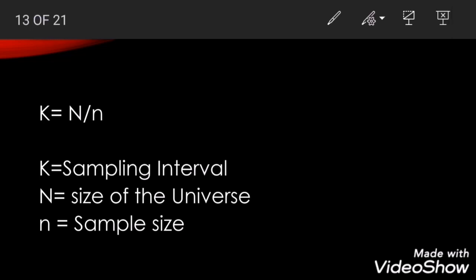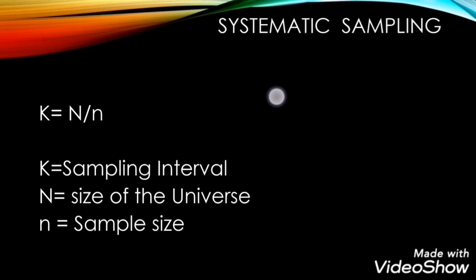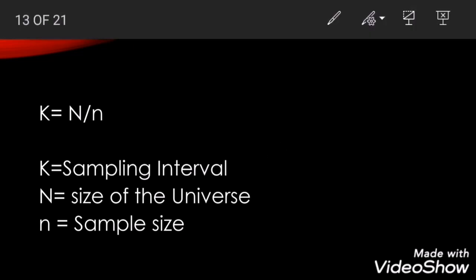Systematic sampling is used when a complete list of the population is available. We arrange the items in numerical, alphabetical, geographical, or any other order. If you want to select a sample of 10 students from 100 students, under this method, the kth item is picked up from the sample frame and k is the sampling interval. k is equal to N divided by n, where k is the sampling interval, N is the size of the universe and small n is the sample size.